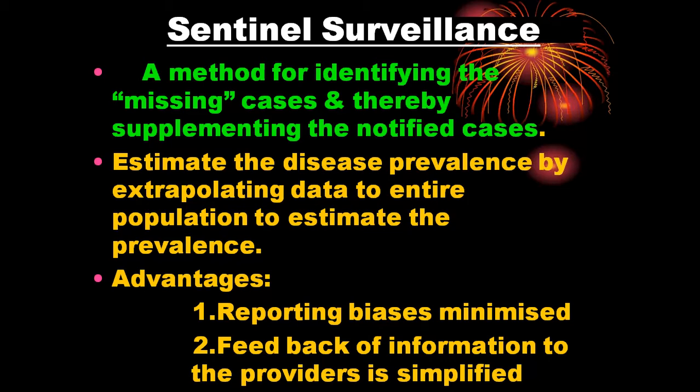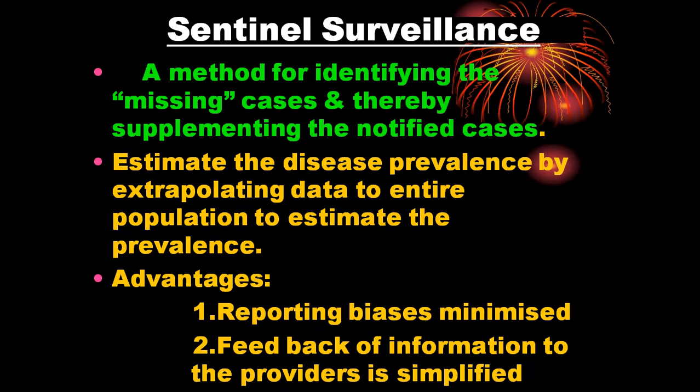In spite of strong surveillance system in India, in spite of strong surveillance system in our state, we still miss some cases of COVID. Okay, we are trying to find those missing cases by sentinel surveillance. That's why missing is in inverted commas. Please remember, a method of identifying the missing cases and thereby supplementing the cases that you already have. All this is data collection.